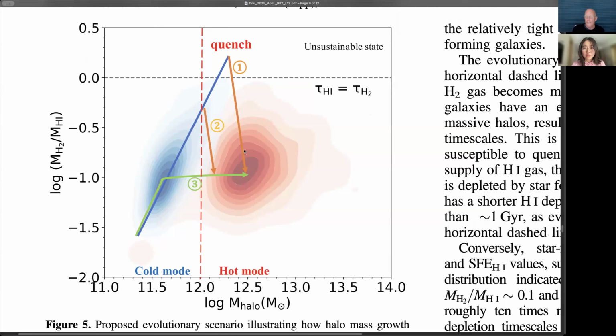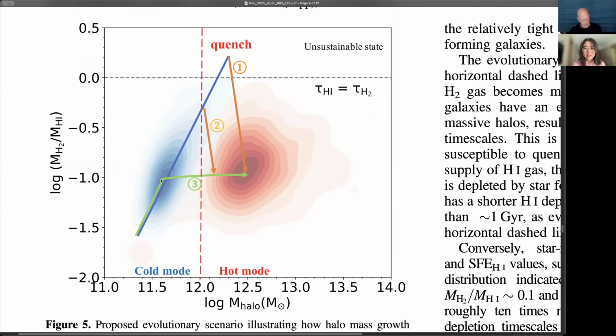And also, if you look at the peak of the blue contours and red contours, you may see that for the star-forming and the passive ones, their H2 to H1 ratio is very comparable and very similar. So it may suggest that galaxies can evolve along route 3, as a possibility.